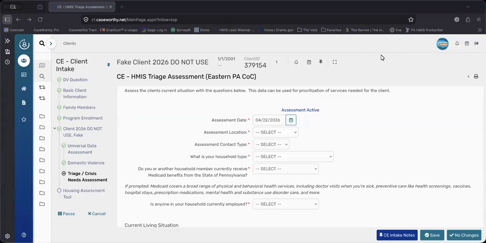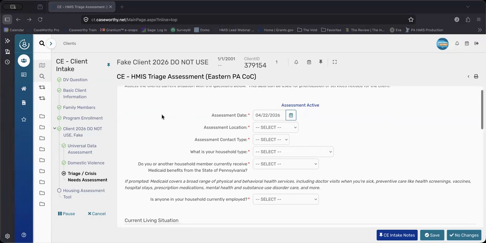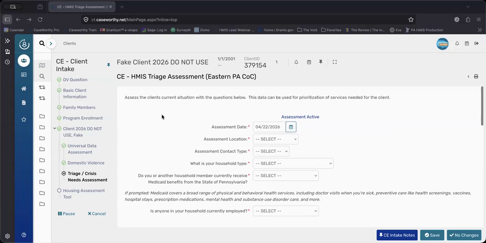This is a coordinated entry training for the Eastern Pennsylvania Continuum of Care. This is a triage assessment refresher training. I'm just going to walk through the triage assessment workflow because there have been a few changes in the past several months and one change in the past week.